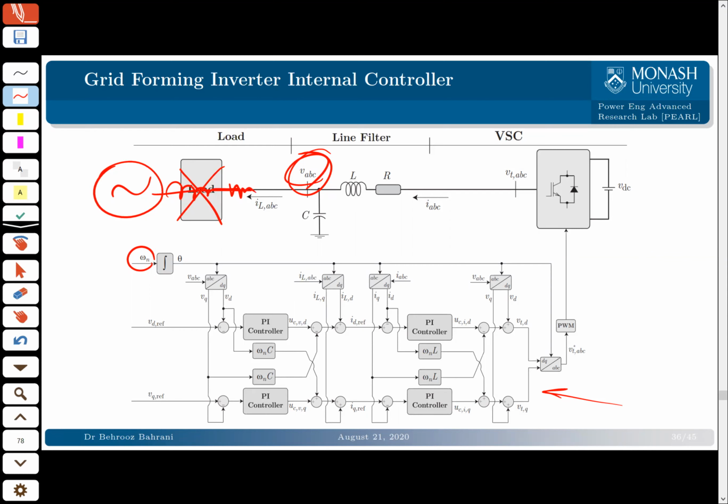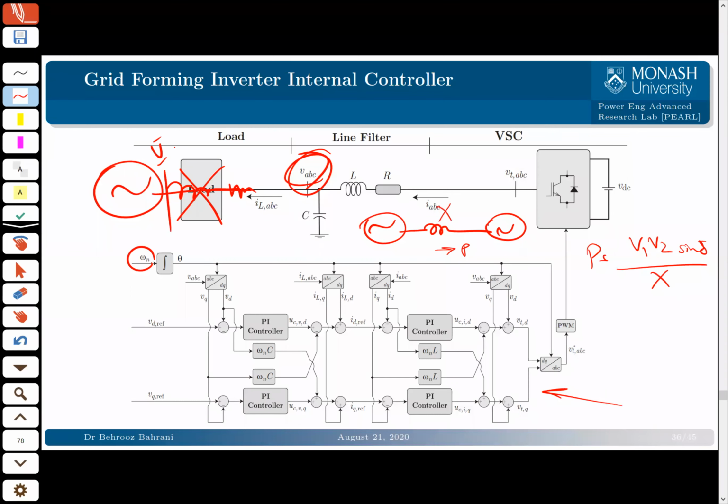And we know that in a power system, when we've got two AC systems connected to each other, we can control the power, and that power is V1 V2 sine delta over X, delta being the phase angle between these two voltages, X being the impedance here. So in this case, if I change that voltage VABC, and of course the voltage here is fixed, this is a grid, an ideal voltage source, I can manipulate the power transfer between my VSC and the grid without relying on any PLL.